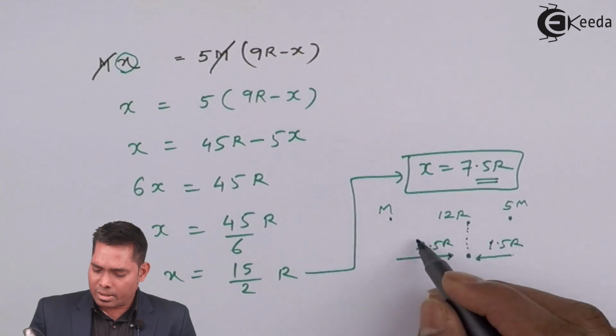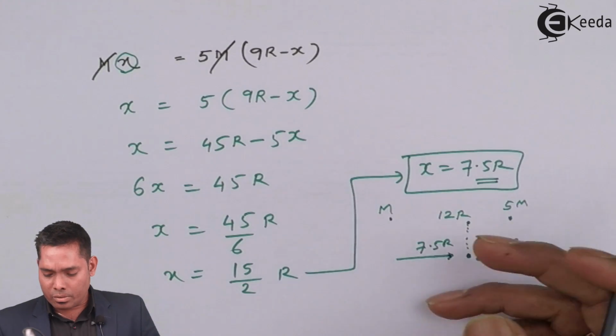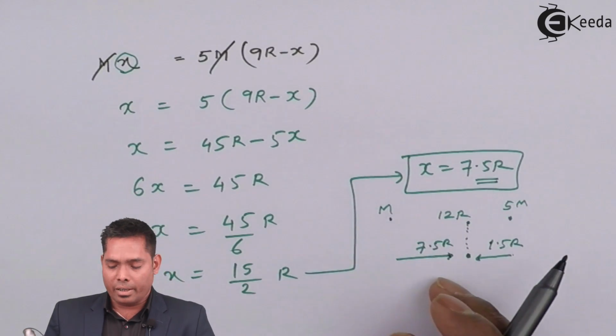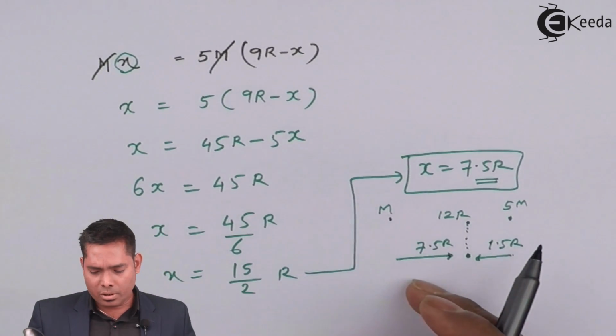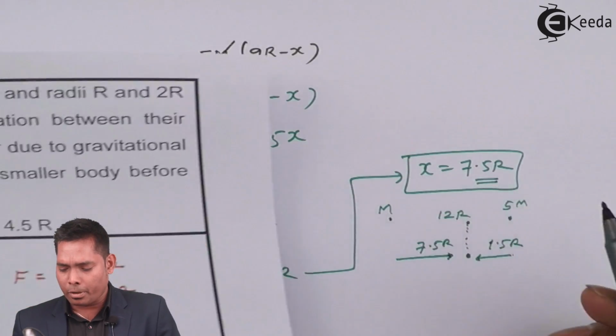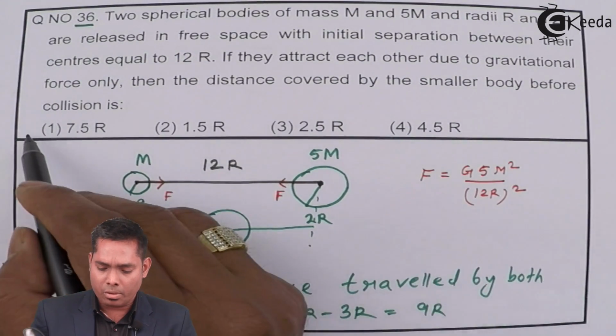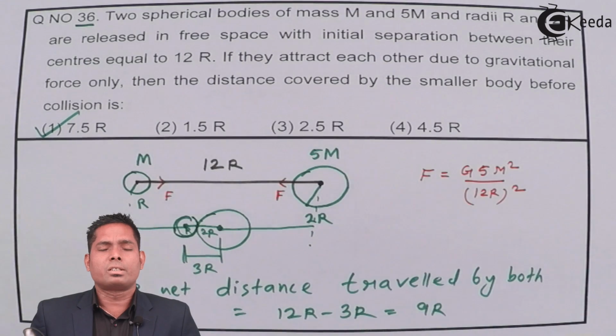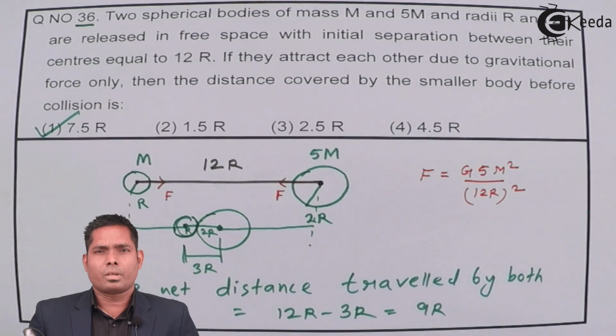Now this is the answer: the smaller mass will move by this distance, and if I see the options, the answer should be 7.5r, and option number 1 is correct, which is 7.5r. Okay, thank you.